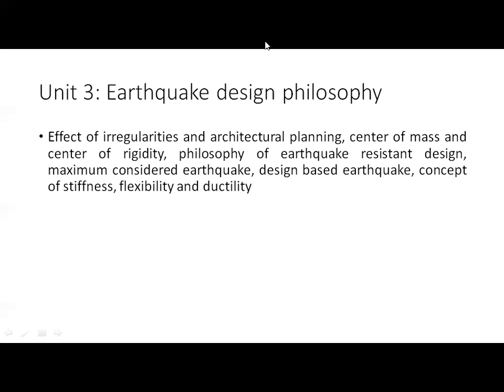Question number 2. What is center of mass and center of rigidity? Write down 3rd question. Explain the philosophy of earthquake resistant design.